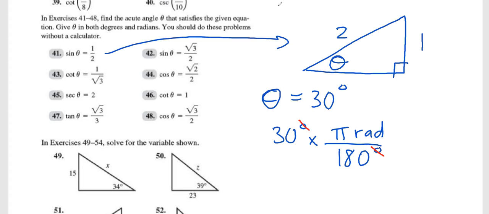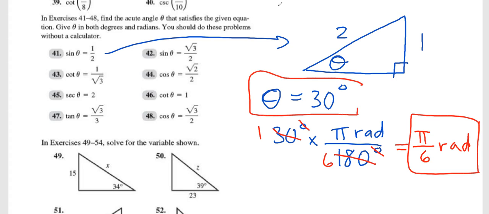Okay, interesting. Okay, can you reduce? Do you know anything that goes into 30 and 180? 30! Nice job. How many times does 30 get into 180? 6. Yes. Pi over 6 radians. So we have the radian measure, we have the degree measure.